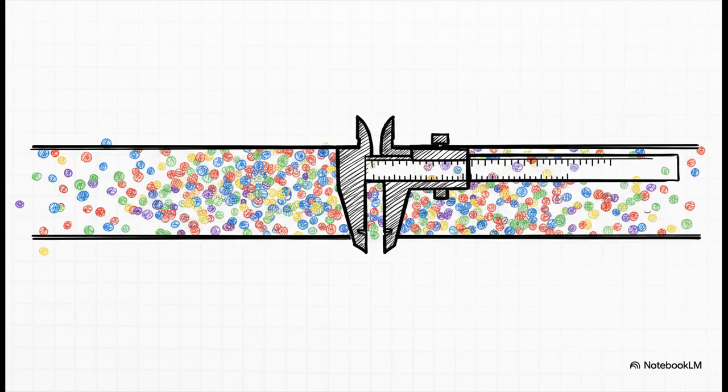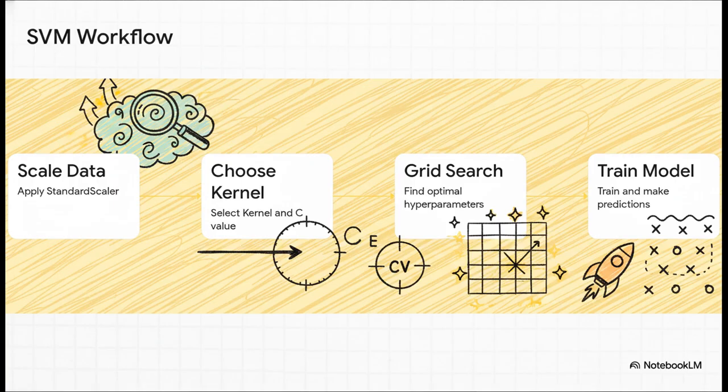It's pretty clever, right? Bringing it all back down to earth, your coding workflow as a developer is actually beautifully precise. First step, scale your data. Again, absolutely non-negotiable. Next, pick your kernel and your C value. Then, hit it with a grid search to find the absolute optimal hyperparameters. And finally, train your model and predict.